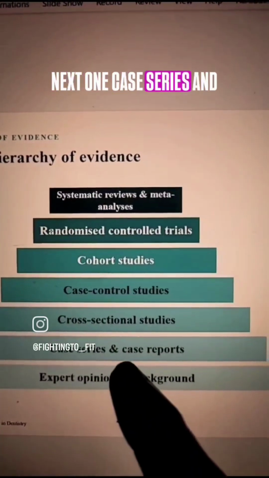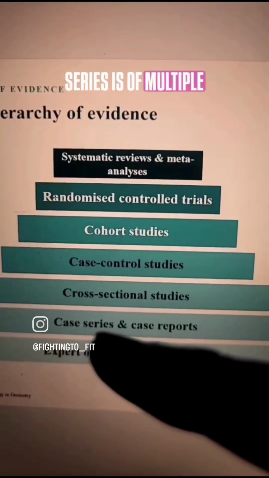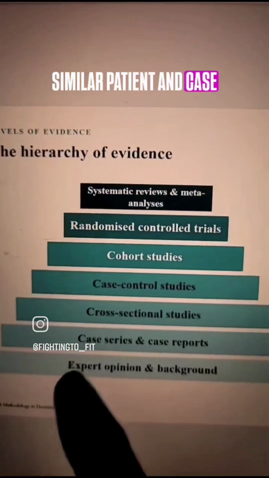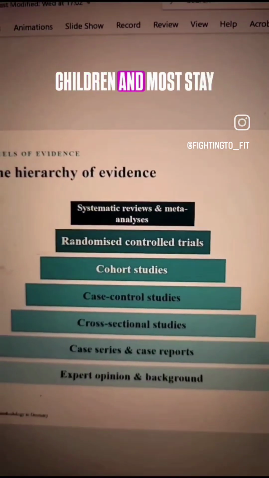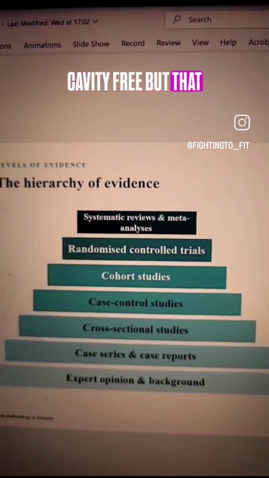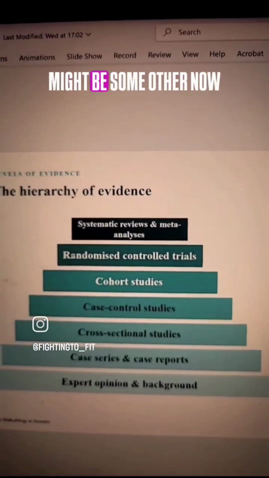Coming to the next one, case series and case reports. Case reports are of a single patient, whereas case series is of multiple similar patients. And case series is a few patients' stories where you apply varnish to 10 children and most stay cavity free. But that doesn't say that the varnish is actually helping them in staying away from cavities. It might be some other reason.